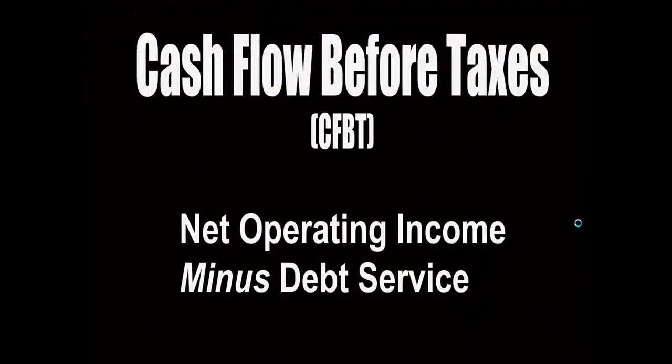That was cash flow before income taxes. We're going to call that CFBT, or cash flow before taxes. You might have a tax liability, or you might receive a tax benefit each year from owning real estate.